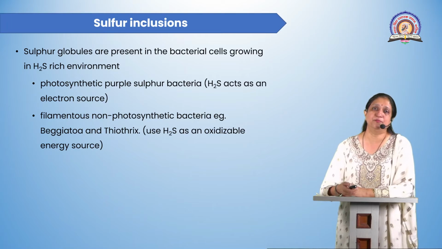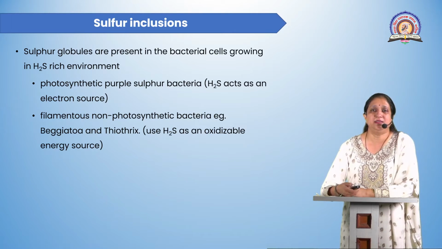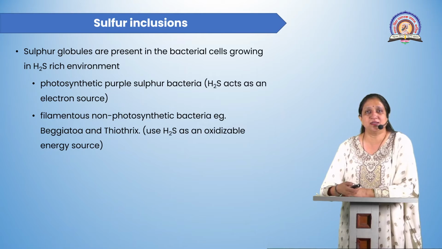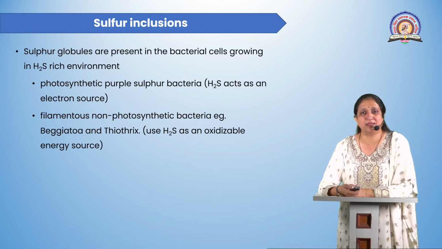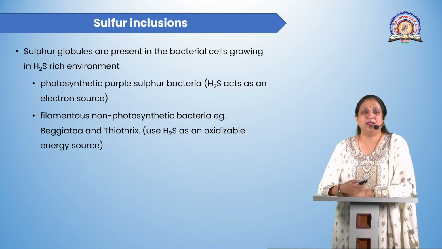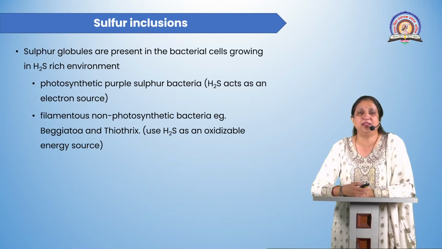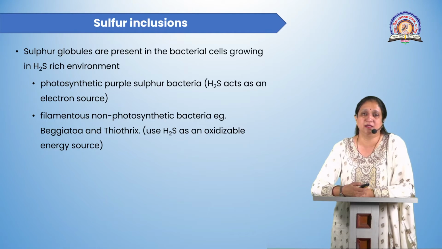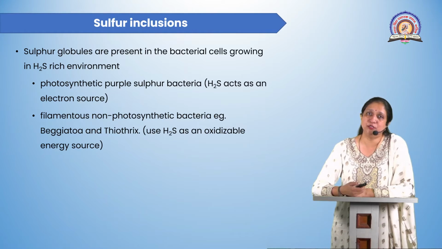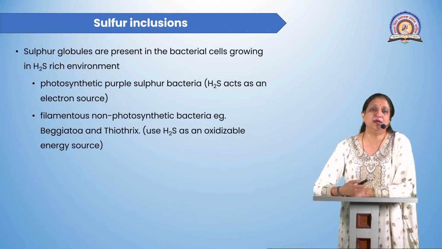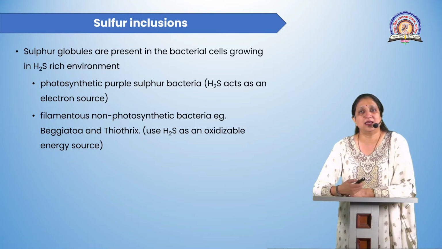The photosynthetic purple sulfur bacteria are the bacteria in which H2S acts as a source of electrons. While the filamentous non-photosynthetic bacteria, like for example Beggiatoa and Thiothrix, use H2S as an oxidizable energy source. So in one group of bacteria, the H2S acts as an electron donor, while in the other group of bacteria, it acts as a source of energy. And both these groups of bacteria have an ability to produce the sulfur granules.